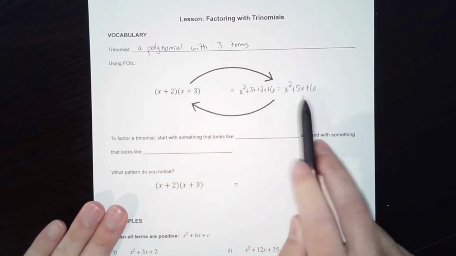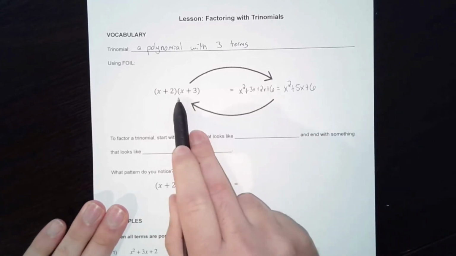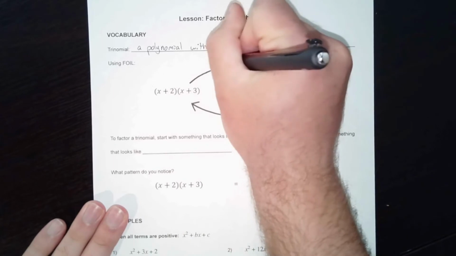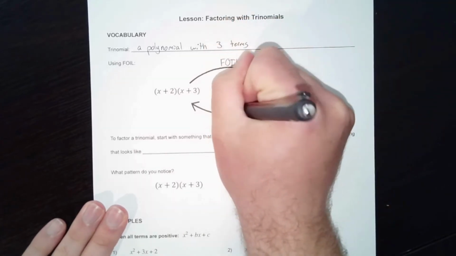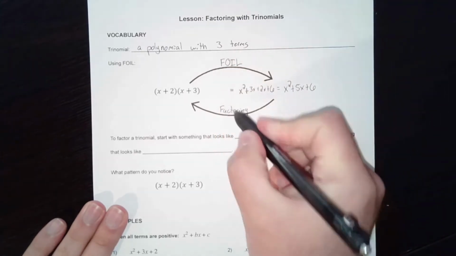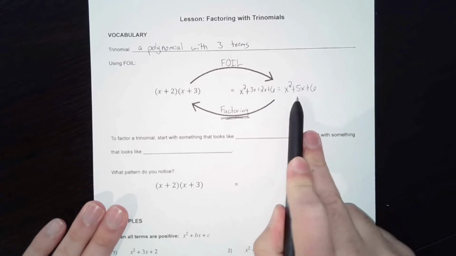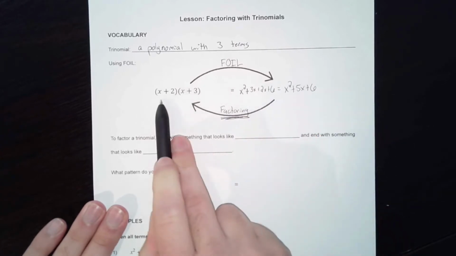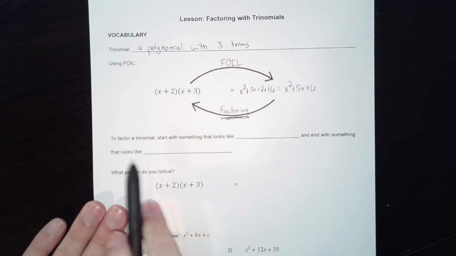What we're going to be trying to figure out today is how do I go from this trinomial back to the two binomials. So going forward, this is called foiling. Going backwards is our factoring. This is the piece that we're trying to get to today. So how do I go from an x squared plus 5x plus 6 and realize that that came from multiplying an x plus 2 and an x plus 3? So let's try and figure it out.